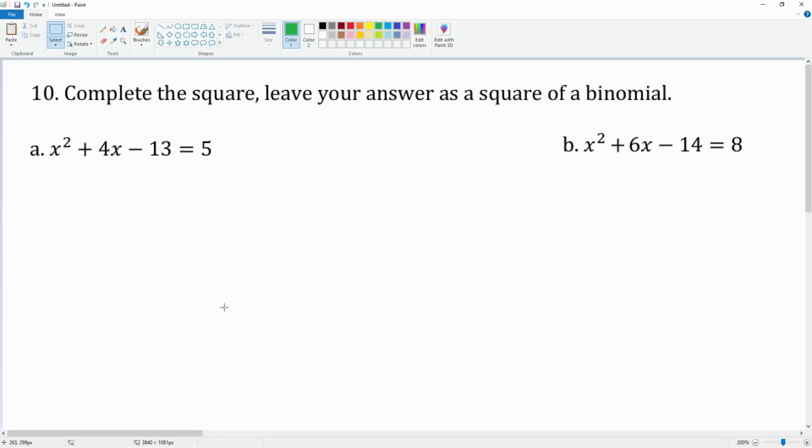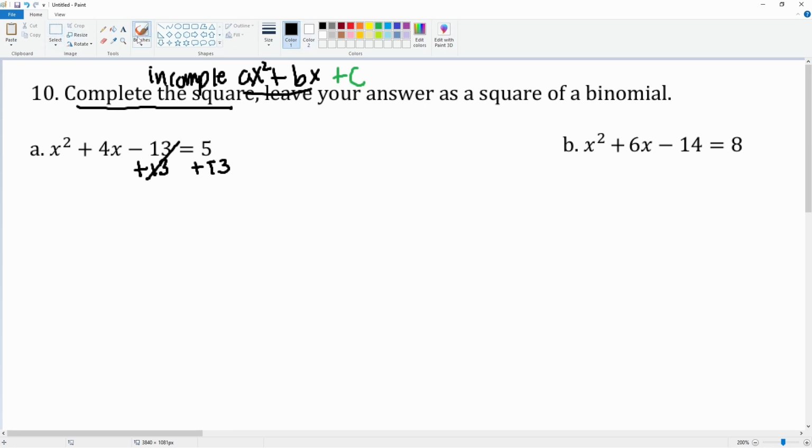For number 10, we're going to complete the square, leaving your answer as a square of binomials. The only way you can actually complete the square is if it's incomplete, which means it has to be x squared plus bx, with no constant. Here there's a constant, negative 13, so we add 13 to both sides. This cancels, and now you are left with the incomplete form: x squared plus 4x, blank, is equal to 18.